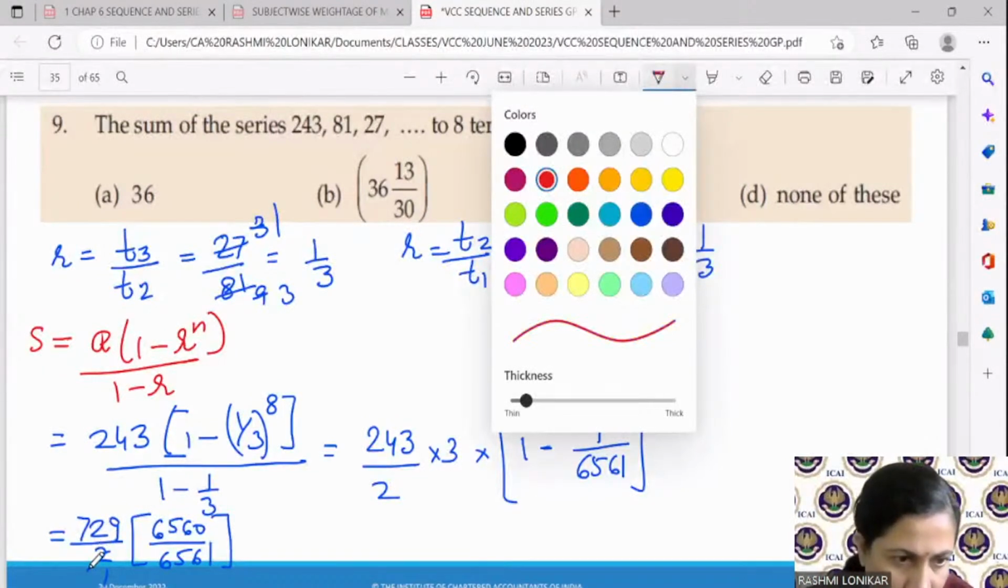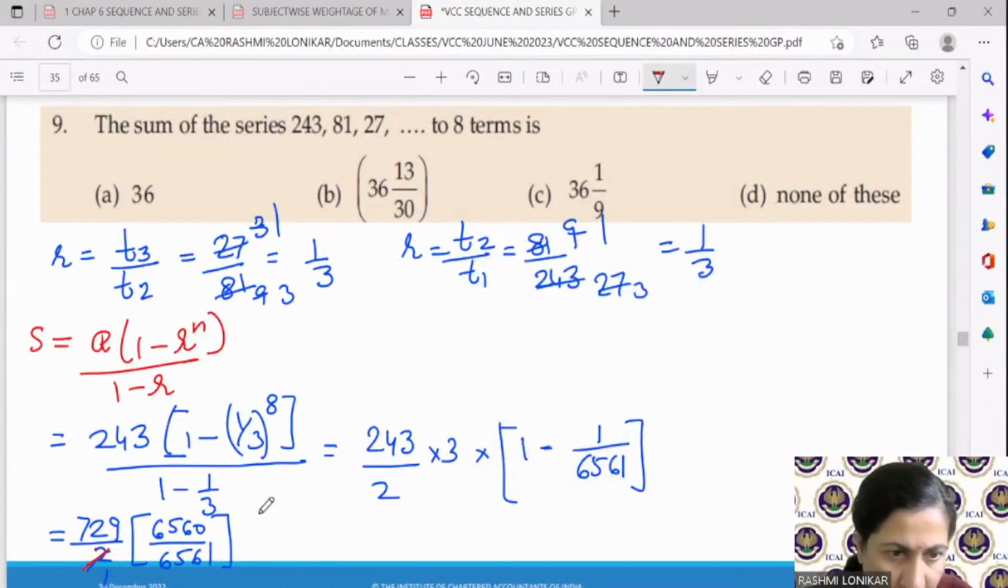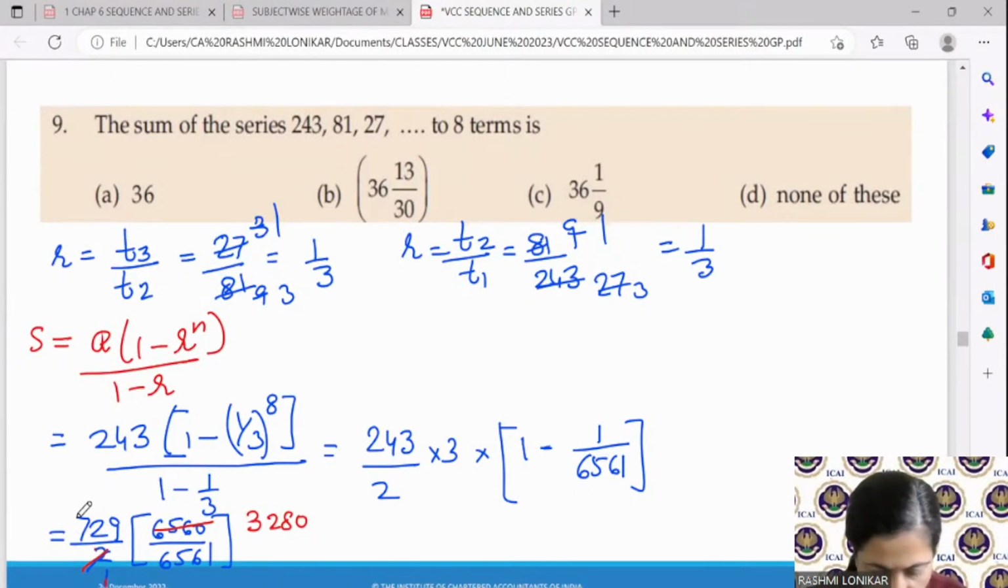So this is 2 ones are, and this will become how much? 3280. Okay. Now 729 and 6561, let us see. 6561 divided by 729. How much is this? 9. This is 729 ones are, and this is 9s are. So I have 3280 upon 9. Let me see.